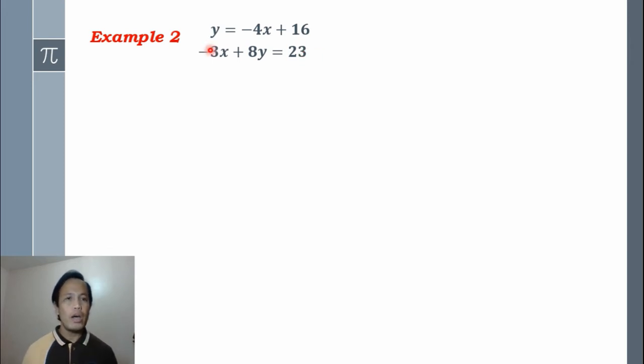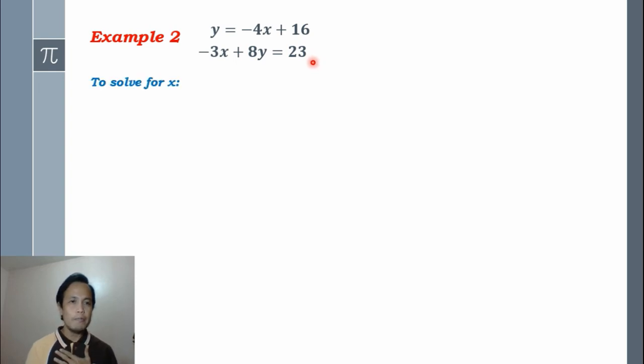We have equation 1, which is y equals negative 4x plus 16, which is already the initial value of y in terms of x. So there is no need for us to find the initial value of y because we already have it in equation 1. We just use this value to substitute for y in the second equation.